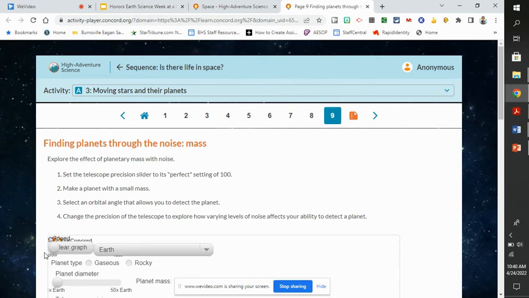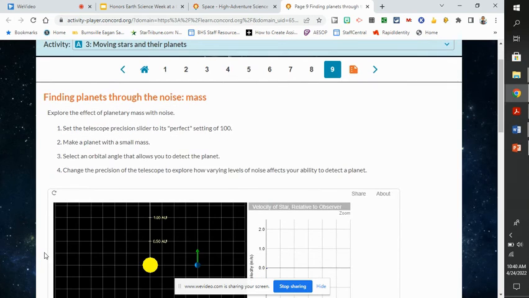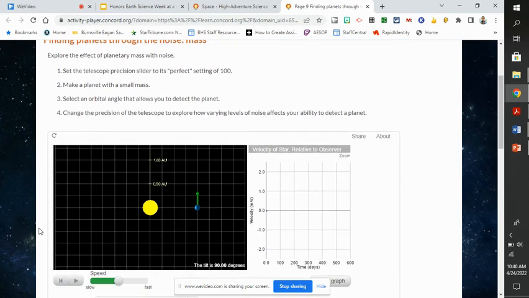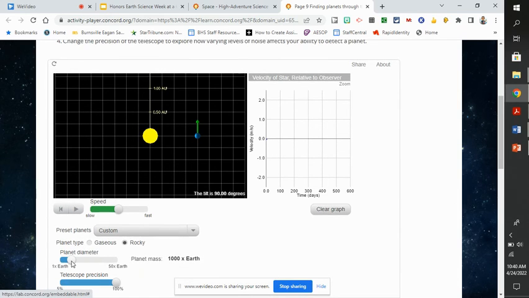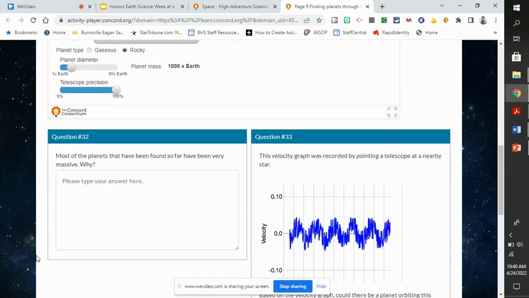Now it gives you an example here. It says finding planets through the noise using mass. Set the telescope to 100. That's default. Make a planet with a small mass. Select the angle that allows you to detect the planet, and then set the precision of the telescope to explore how varying levels of noise affects your ability to detect a planet. So same thing, you're going to make a planet with a small mass. It's already got a pretty small mass here as the Earth. You can certainly just keep that one and answer the questions.